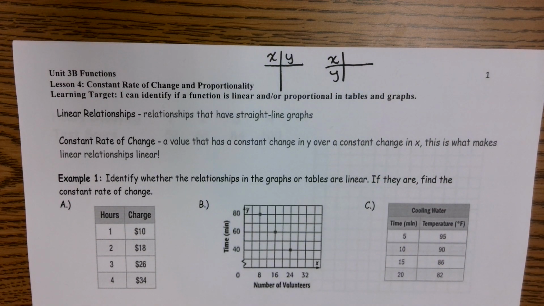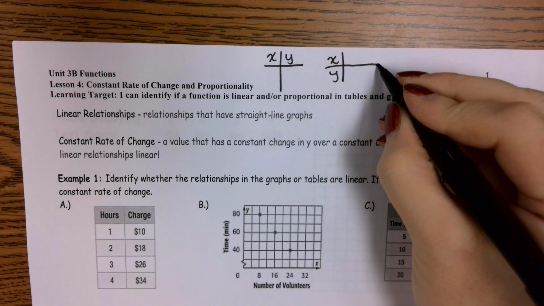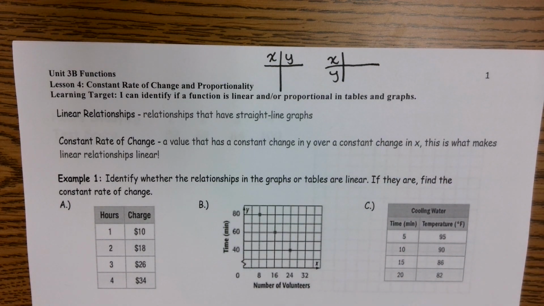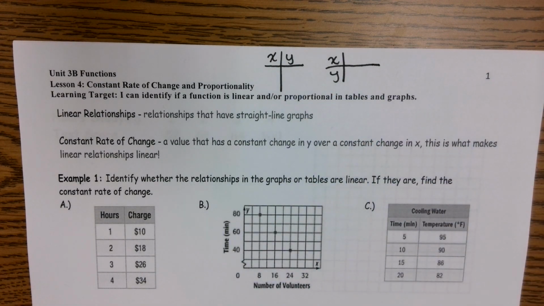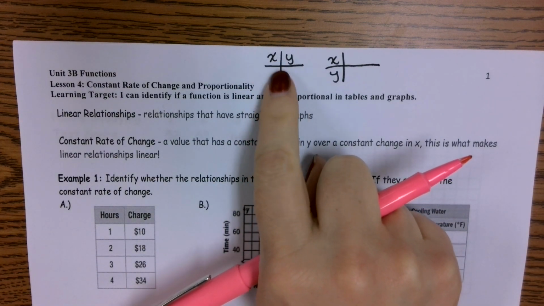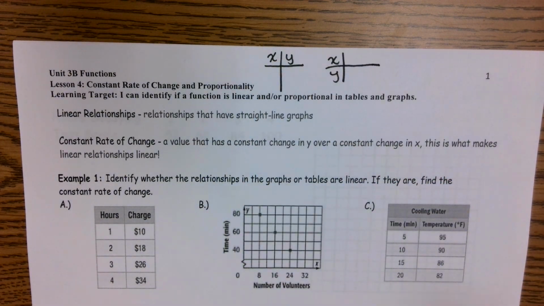Okay, now there are some cases in which that will be inverted, but these are general cases, for the most part. Sometimes they might put the y on top and the x on the bottom, but generally speaking, if it's a vertical table, x is always on the left, y is always on the right.